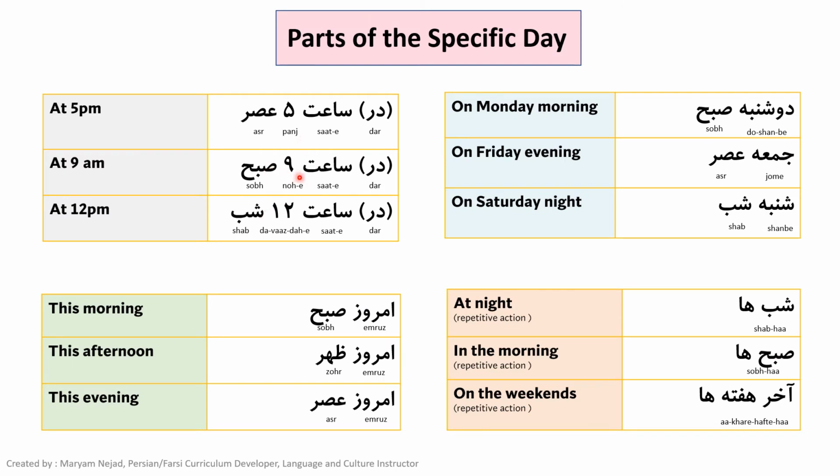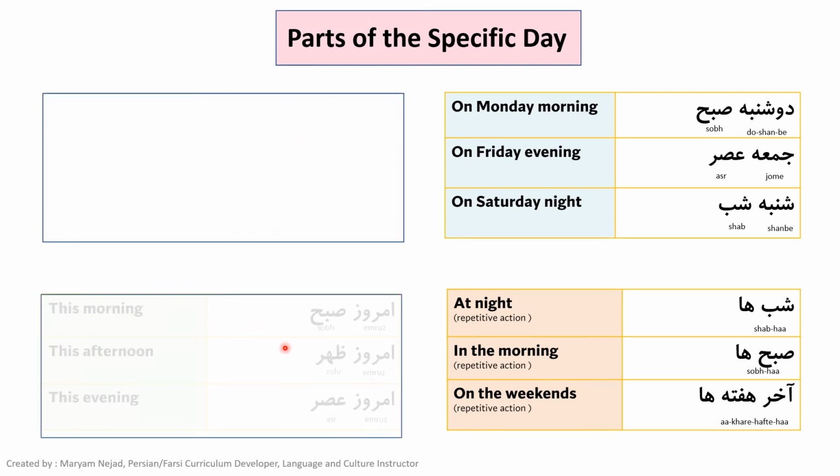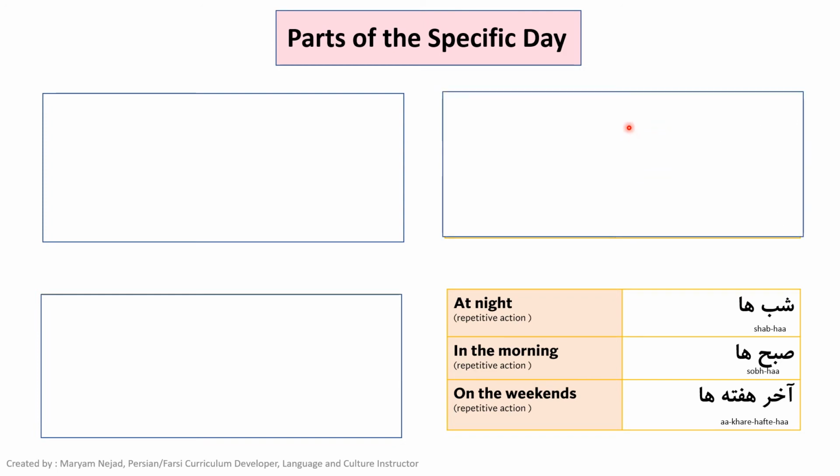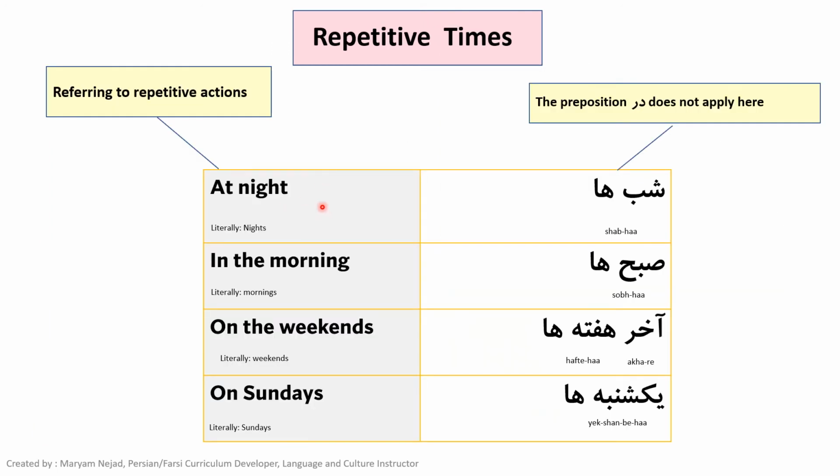Alright, so we covered this category, we covered this category, and now let's go over this one. Now let's go over these phrases that are referring to repetitive actions. For example, at night, meaning every night, or in the morning, meaning every morning. So how do we say that? It's very easy. Again, we don't need prepositions. We just add ha to the time. So شب ها, صبح ها, آخر هفته ها, یک شنبه ها.